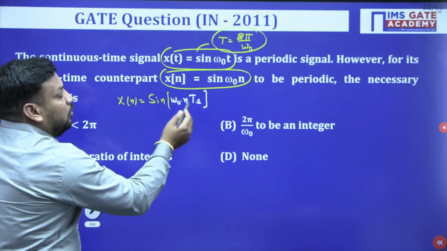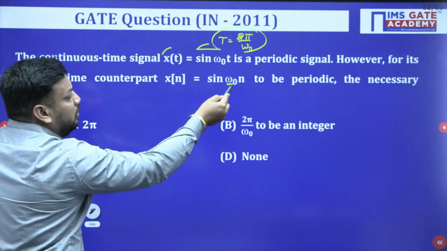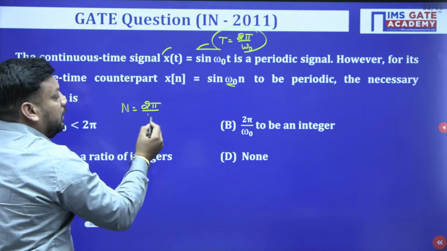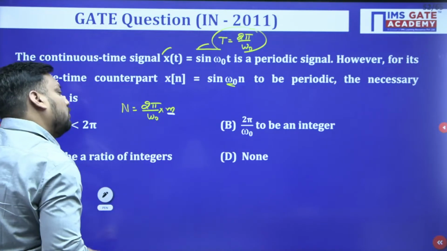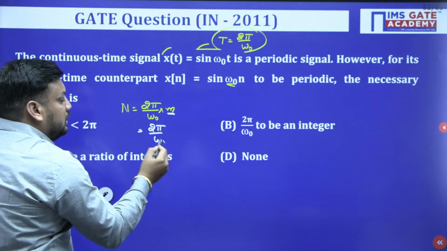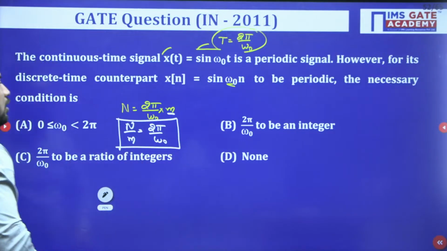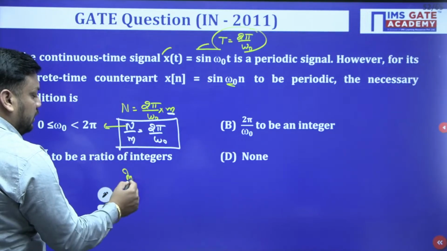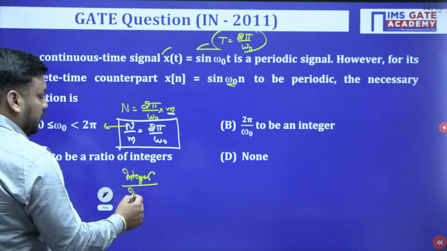So this is omega 0 into Ts only, or you can directly write sin omega 0 n, whatever the omega 0 and discrete time signal frequency given to you. So N is nothing but 2 pi by omega 0 into small m. It means 2 pi upon omega 0 is nothing but capital N upon small m. And what is capital N? Capital N is an integer, sir, and small m is also an integer.